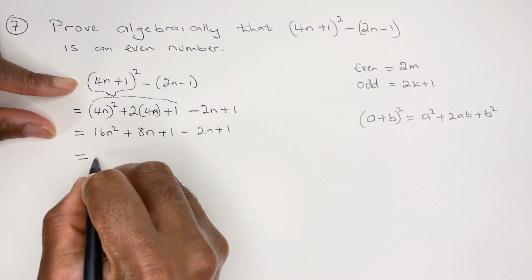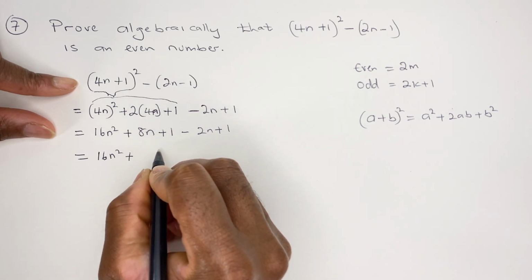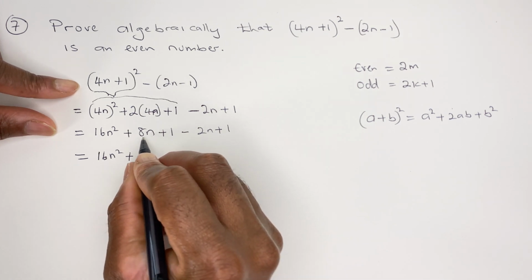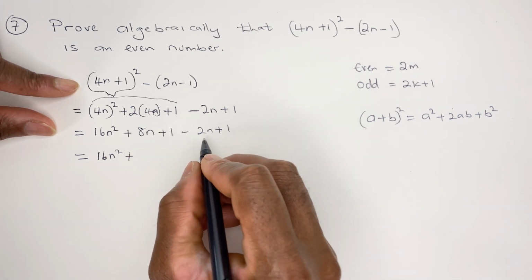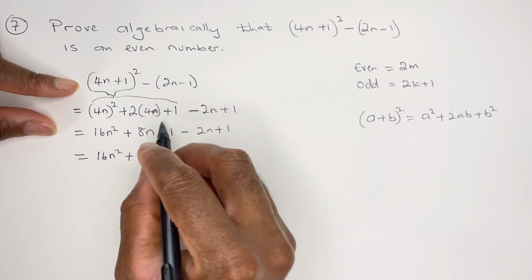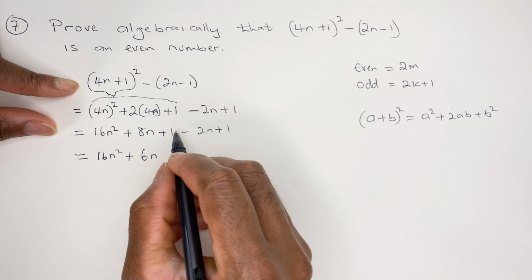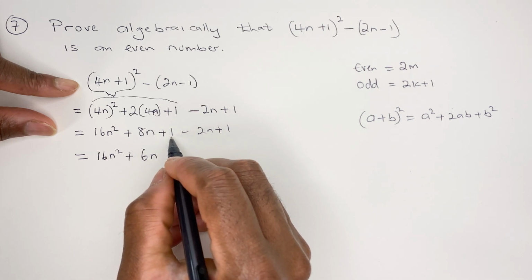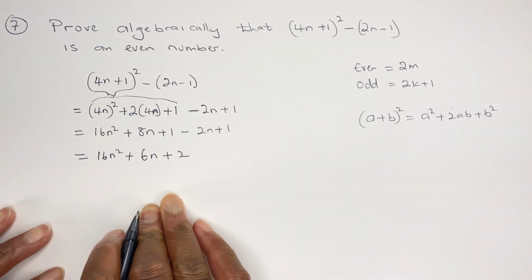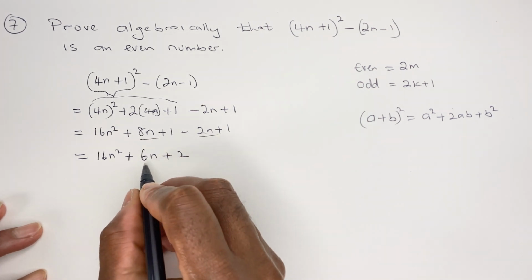So I will get 16n squared plus, now I have got 8n minus 2n, that'll be 6n. And then I've got 1 plus 1, that'll be plus 2. So that's what I've got now. So 8n minus 2n is 6n.